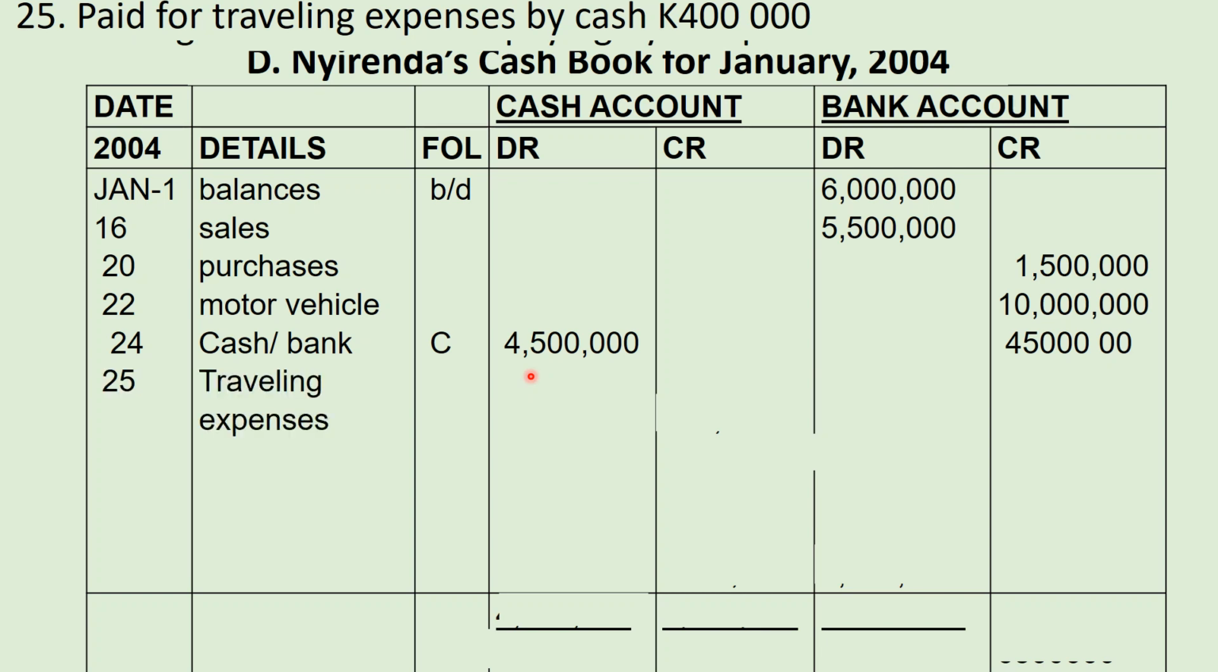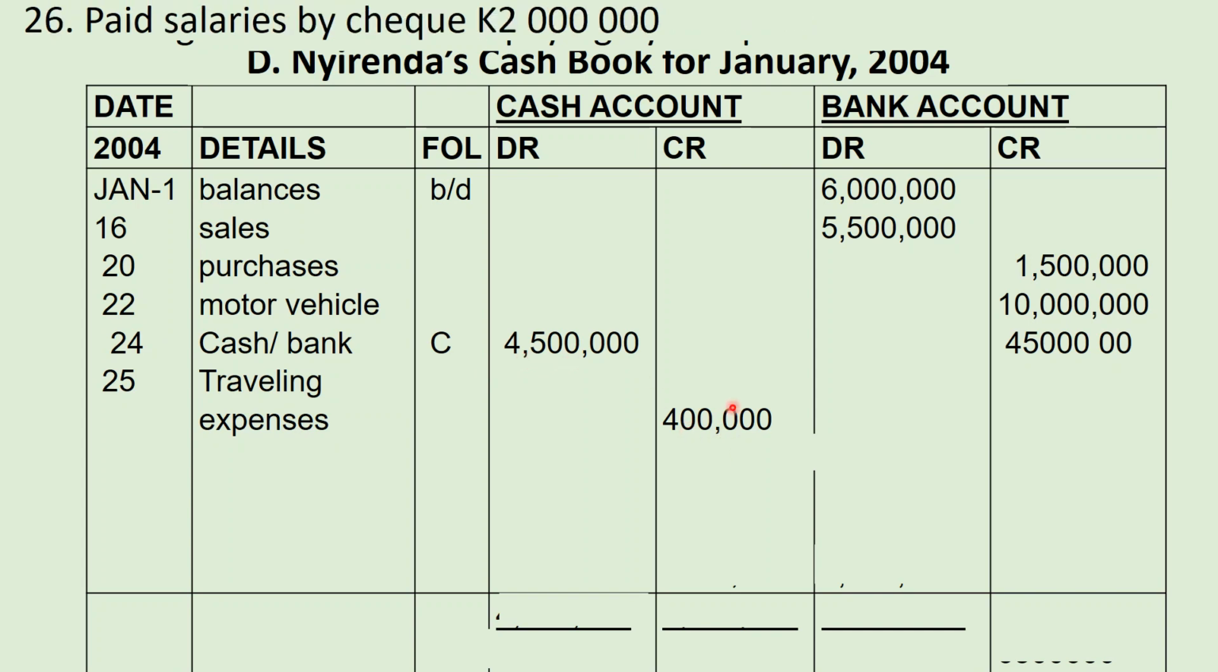The next is paid for traveling expenses by cash, 400,000. So on this date, our traveling expenses were paid by cash. So out of this 4,500,000, we have removed 400,000, leaving 4,100,000. The next and the last one is paid salaries by check, 2 million. So our salaries were paid by check worth 2 million. So the bank account is credited, that's why there's 2 million here.